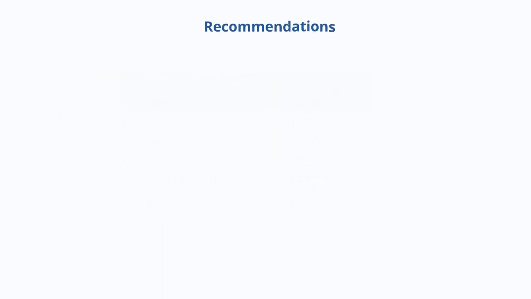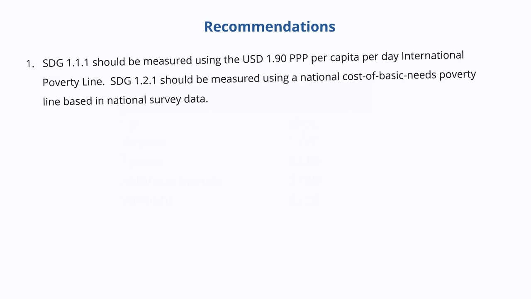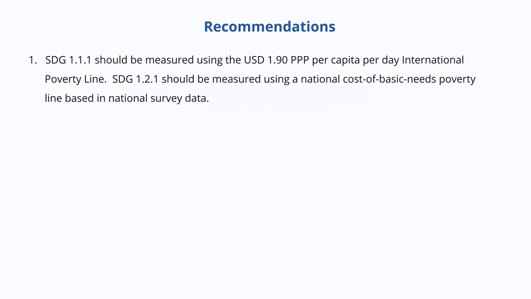The following slides have the recommendations that we have currently for poverty measurement in the Pacific. SDG 1.1.1 should be measured using the U.S. $1.90 per purchasing power parity per capita per day international poverty line. SDG 1.2.1 should be measured using a national cost of basic needs poverty line based on national survey data.